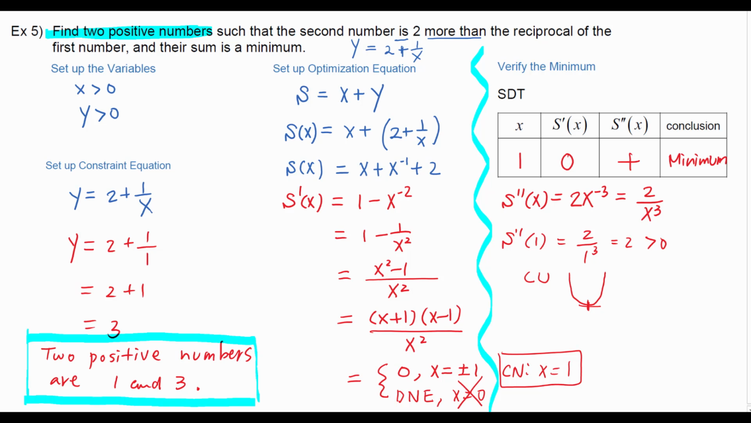All right, guys, I hope this gives you a really good idea of how to maximize or minimize. And now you know how to solve any optimization problem using calculus.